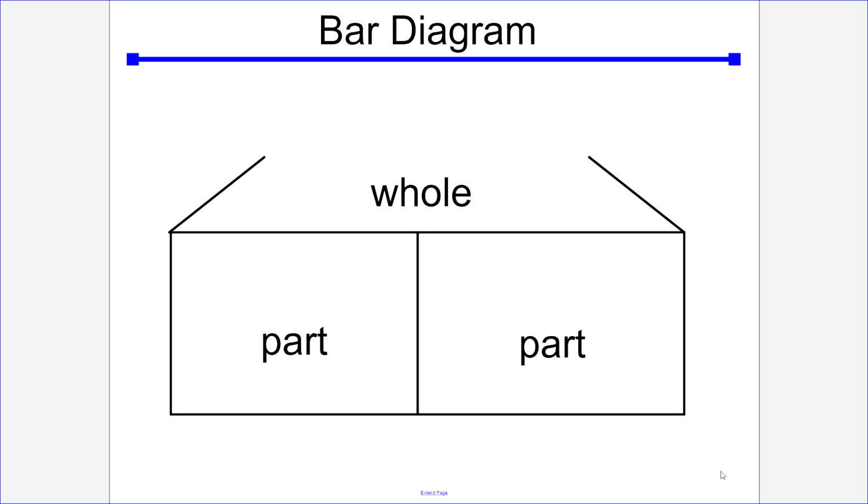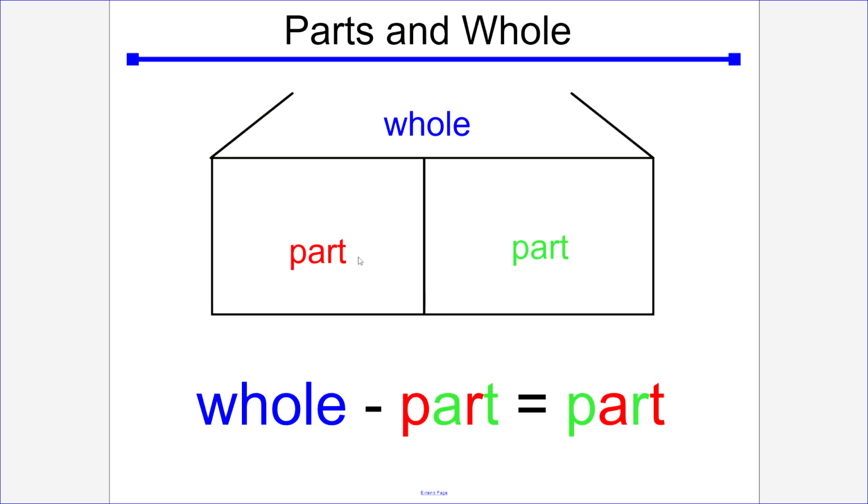We represent put-together problems using a bar diagram. Bar diagrams represent a whole and parts. The parts go inside of a bar diagram. Oftentimes there are two parts, although there can be more than two parts inside of a bar diagram. The whole always goes on the top. The parts of a problem are equal to the whole. Part plus part equals whole. Whole minus part equals part.